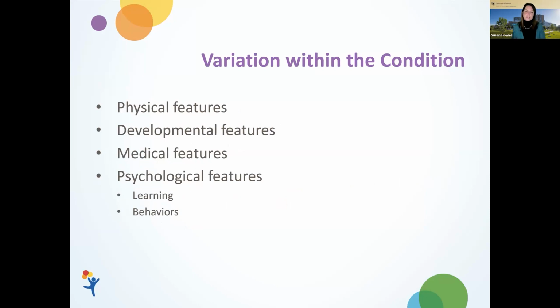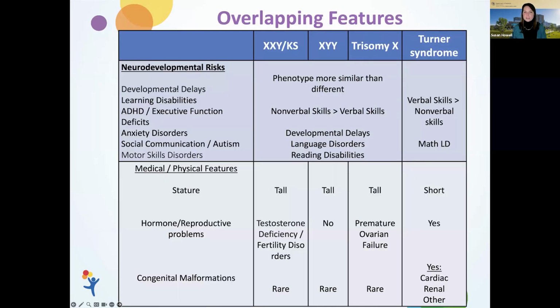There's a lot of variability that we can see within the condition of trisomy X. And while I'm not going to go into all of the various features, because those are reserved for other talks that are being given and recorded as well, there's a lot of variation that we can see in the physical features associated with trisomy X, as well as developmental features and medical features, psychological features such as learning and behaviors. And when we look at trisomy X in comparison to the other trisomies, XXY and XYY, we actually see a lot of overlap in some of the features.